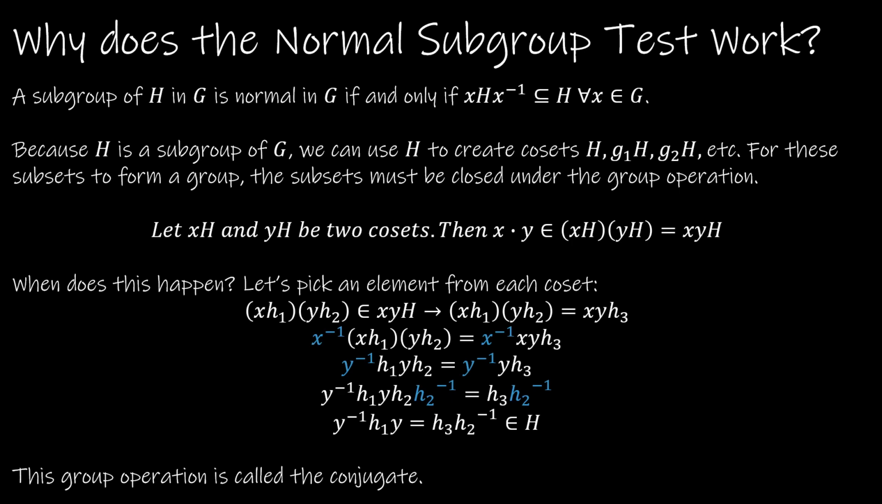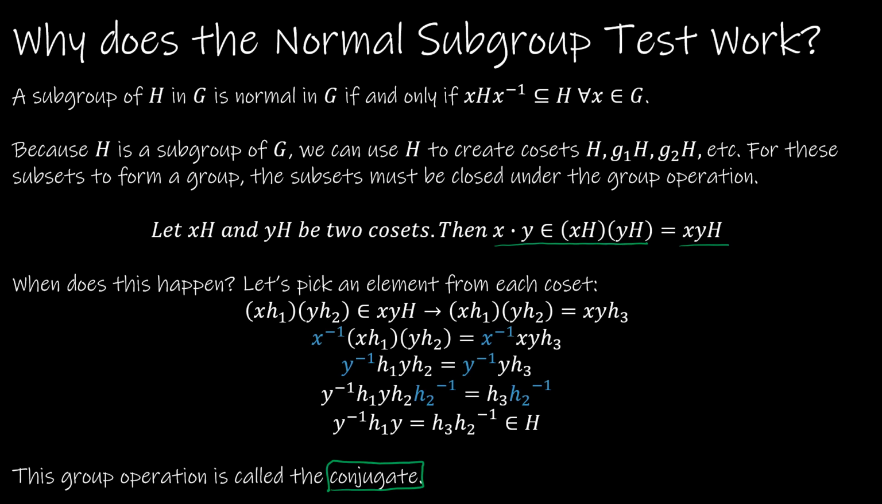So we know that H is a subgroup. And in order for it to be a normal subgroup, it has to be closed under the group operation. And so the group operation is called conjugation, or the conjugate. But I wanted to kind of show you how that worked. So if XH and YH are two cosets, then if I compose them, I should end up with XYH according to the group operation. So how does that happen?